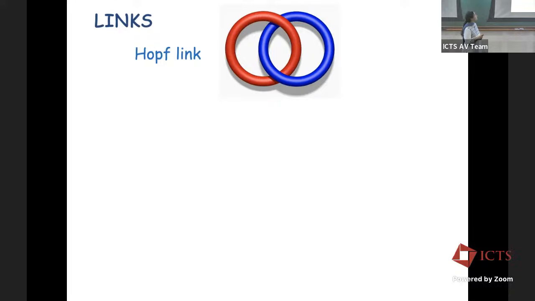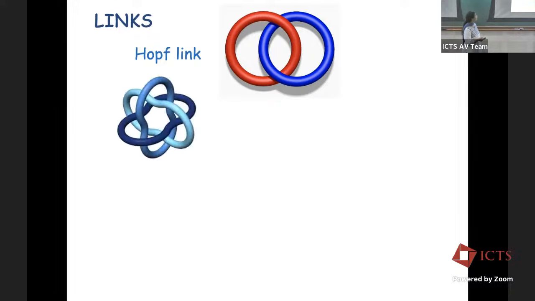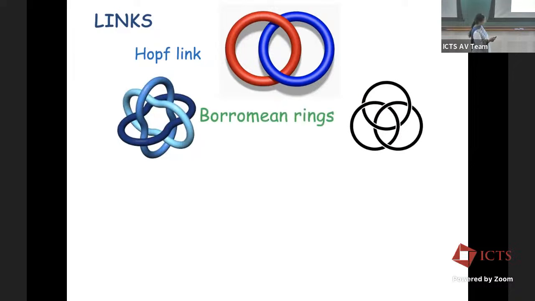Hopf link is the name given to 2 such curves, and there are 3 colors. Maybe these 2 colors are not looking very different, but there are 3 such curves which are put in, and this is known in knot theory as Borromean links. Sometimes I think the Mathematical Sciences has this logo of the Borromean rings, and formally you can draw it as a curve projected onto this 2-dimensional screen with overcrossings and undercrossings to take care of the diagrams. That's the usual convention which we follow, but they are non-trivial only in 3 dimensions.